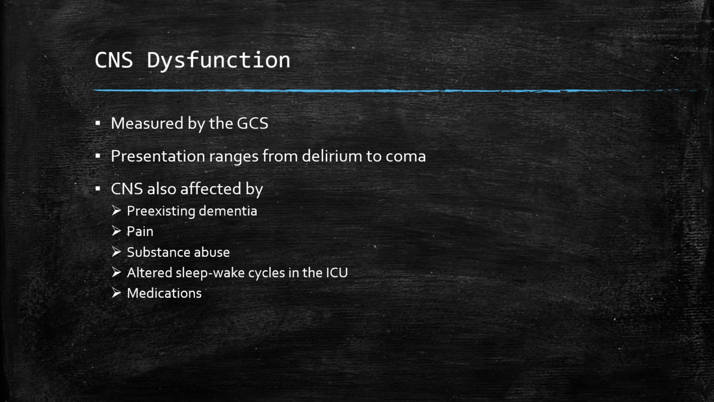The degree of CNS dysfunction present in MODS is measured by the Glasgow Coma Scale. The CNS abnormalities present may range from confusion to delirium to frank coma. The amount of CNS dysfunction to attribute to MODS can be difficult to ascertain, however, because the CNS is also affected by a history of pre-existing dementia, pain, a history of substance abuse, the altered sleep-wake cycles that exist in the ICU, and of course, other medications that the patient may be taking.